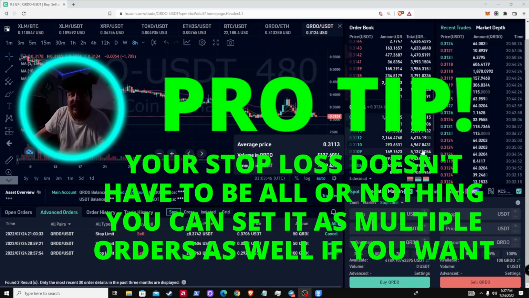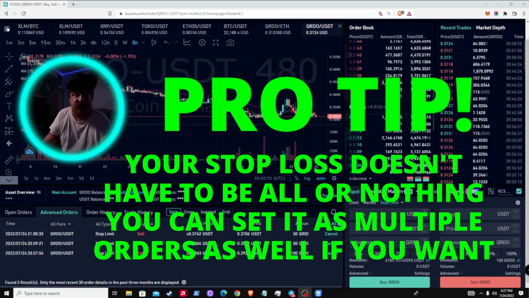Also, it's important to realize that you can also set up your stop loss in multiple orders as well. Let's say that at a certain price when Credo reached, I wanted to get out of half of my position, but I still wanted some exposure to the position just in case the market flipped back around. Maybe I'm really bullish on Credo long term, but I'm just looking to get out of half my position and maybe buy back in at a lower price if it goes there.